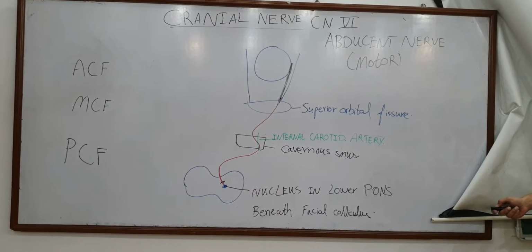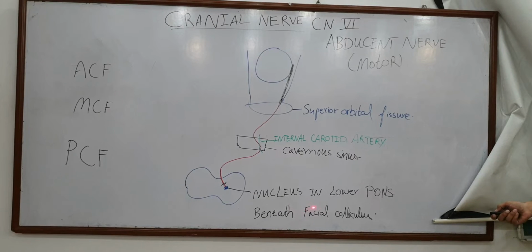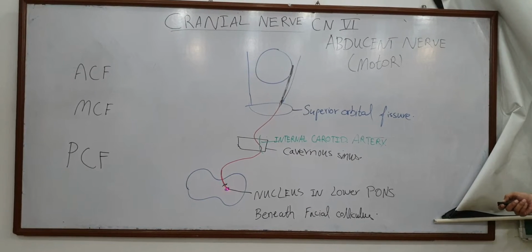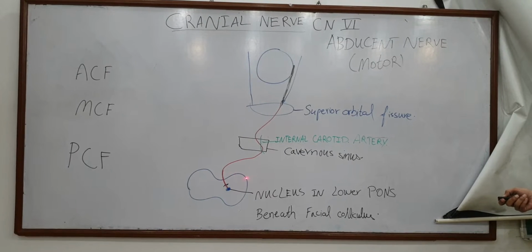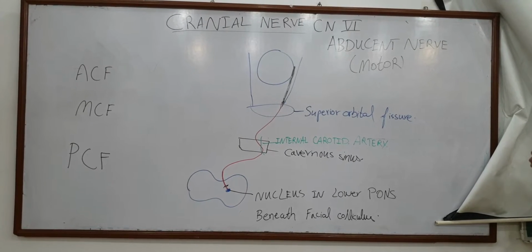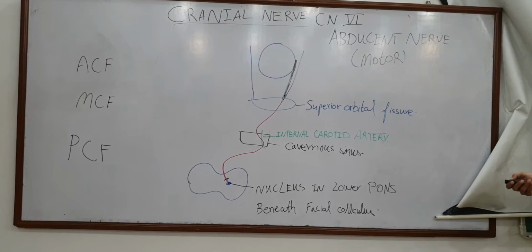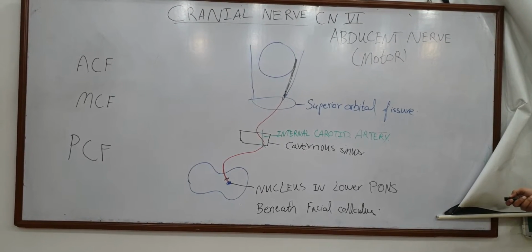It has a nucleus which is present in the lower pons beneath the facial colliculus. It exits the brainstem anteriorly. As I said, the trochlear nerve is the only nerve which exits the brainstem dorsally, while every other cranial nerve exits the brainstem anteriorly.